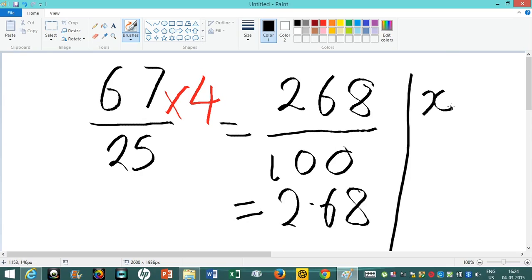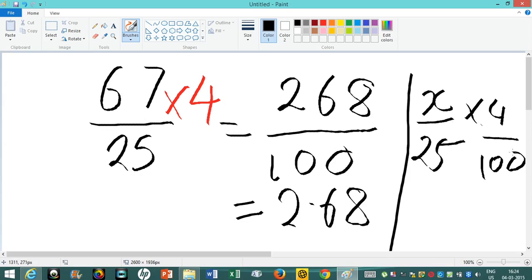So why does this work? Once again, x by 25, we're multiplying by 4 over 100, which gives us 4 over 4 times 25, so 1 by 25. Basically, we're just doing the division indirectly in a simpler way.